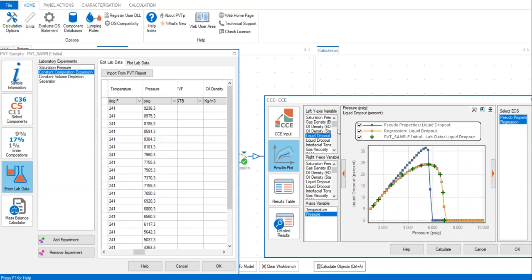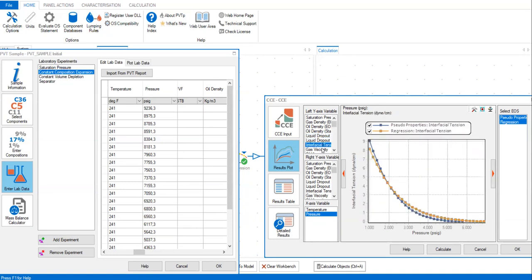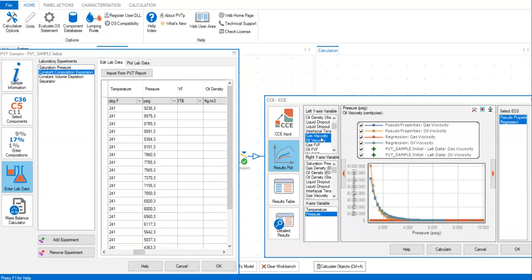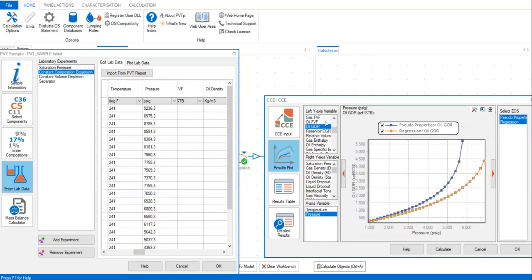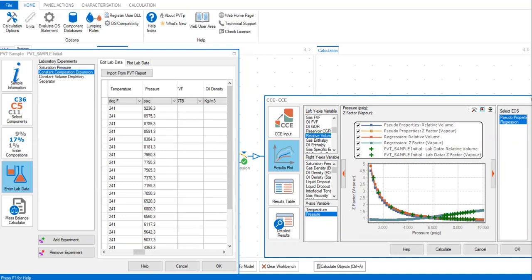But liquid dropout good. Liquid dropout saturation pressure volume good. No data here. No data for oil viscosity, gas viscosity. GOR, no CCE data. But we achieved a good match for the Z factor and of course for the relative volume. All right, so that's it, the validation for the CCE.